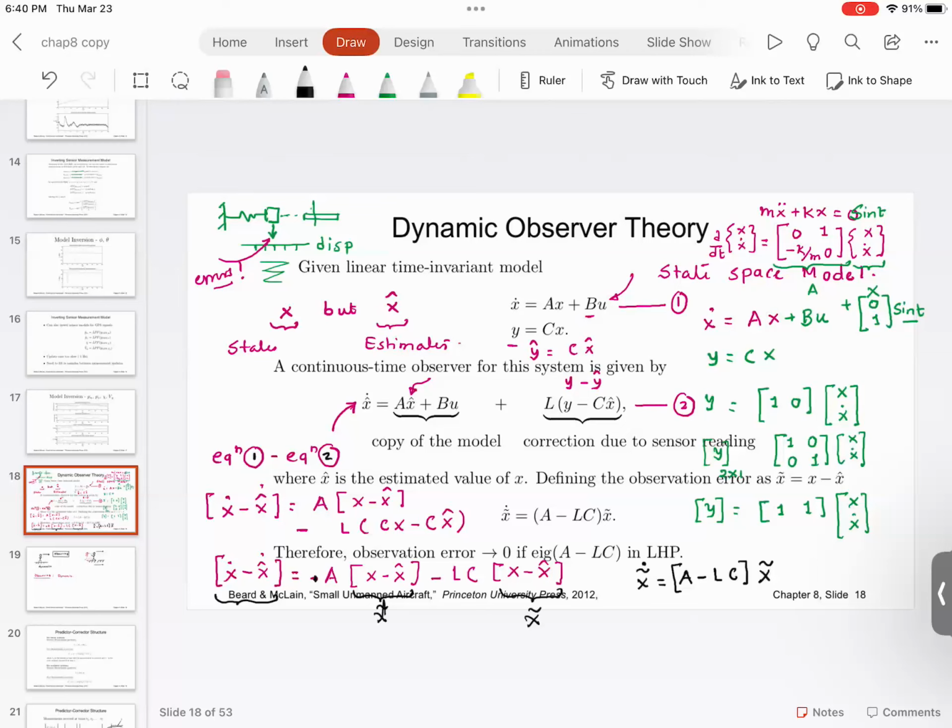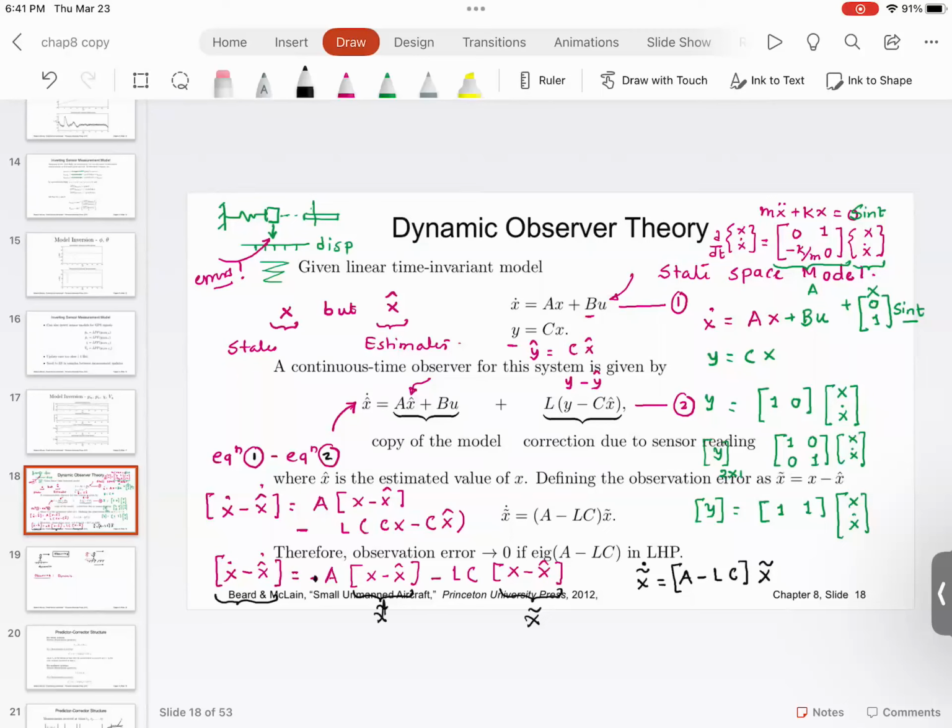I'm going to take a measurement, and this is where the crux of observation comes in. I'm going to feed that measurement into my system dynamics equation, and I'm going to add a correction term. And what is that correction term? The correction term is nothing but the difference between the true measurement and the actual measurement multiplied by the value of L.